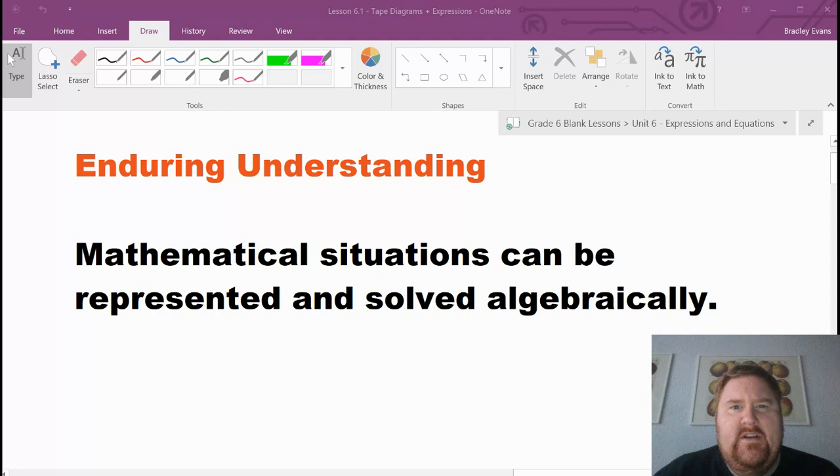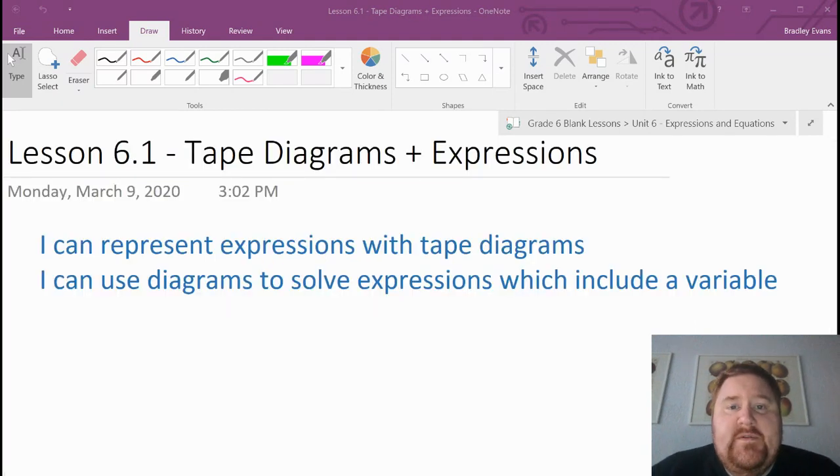So we're going to get started on lesson 6.1 right now. Today's lesson 6.1 is all about tape diagrams and expressions. And I hear lots of you going, yes, tape diagrams are back. That's right, you guys. They are back, and we are going to be using them a lot today. They're going to help us understand what an algebraic expression is.